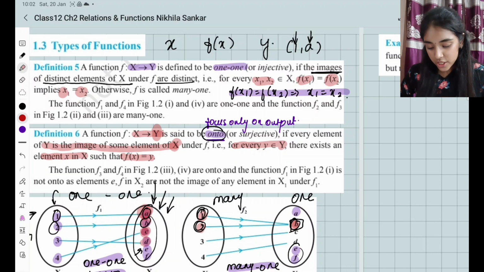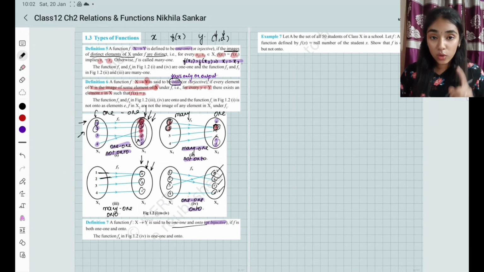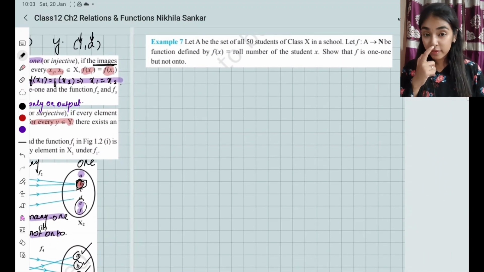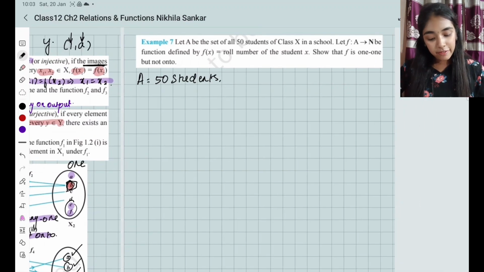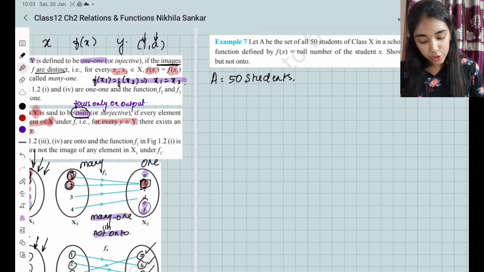So let's solve questions. You'll understand it more clearly. Okay, இப்போ bijectiveனா என்னன்னு புரிஞ்சு போச்சா? It is going to be both 1-1 and onto. Okay, clear? Example 7. Let A be set of all 50 students of class 10. Okay, இப்போ A என்னது? A is going to be 50 students. Okay, and let f function is from A to N. இந்த இடத்துல domain and range ரொம்ப ரொம்ப முக்கியம். You have A to N.